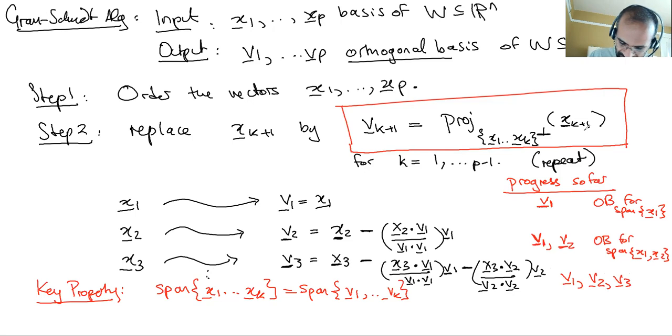So any questions about the description? I'll do a numerical example on the next page. So this would be an orthonormal basis for span of x1, x2, x3.